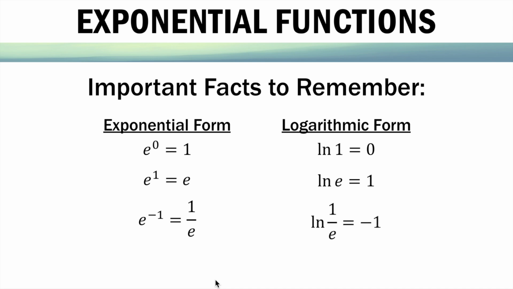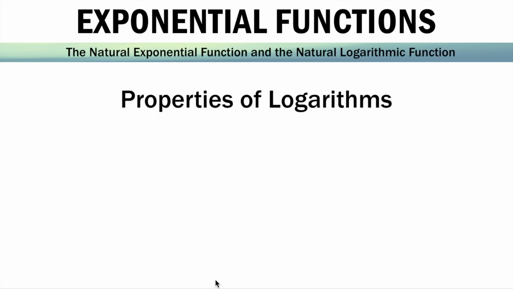And logarithmically, the ln of 1 over e equals negative 1. Certain properties of logarithms are also important. If you have ln of x times y, you can expand that into the ln of x plus the ln of y.